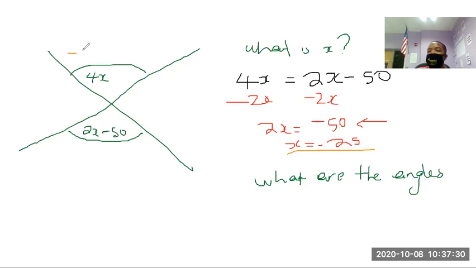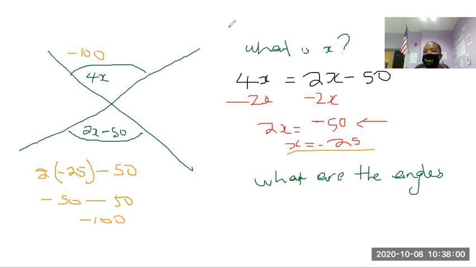So this right here is negative 100, because 4 times negative 25 is negative 100. And then I take my negative 25 and I put it where x is. So it's 2 times negative 25 minus 50. All I did was take my x and put negative 25 there. So this is negative 50 minus 50, which is negative 100. And this makes sense because my vertical angles should equal each other.